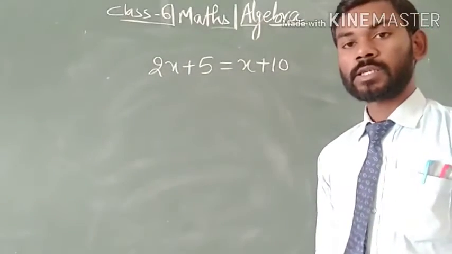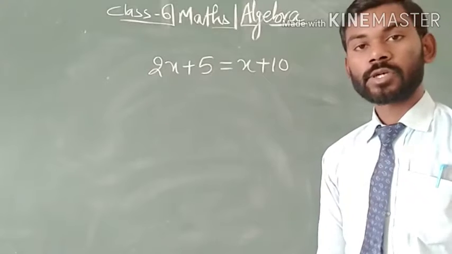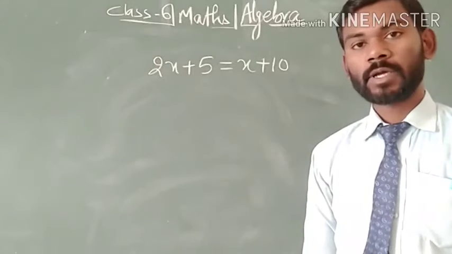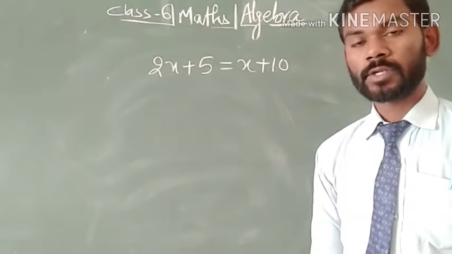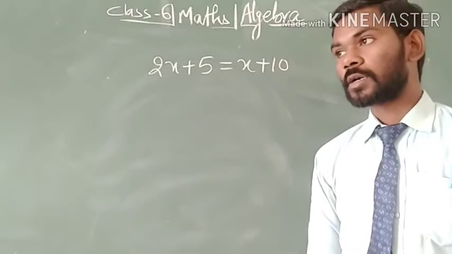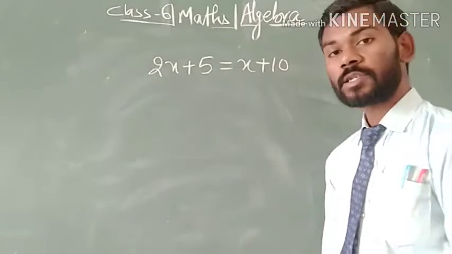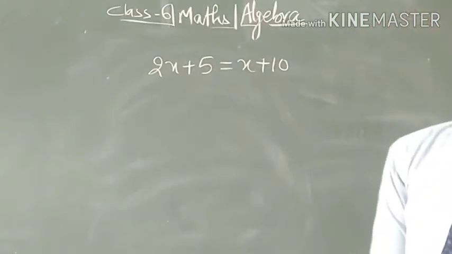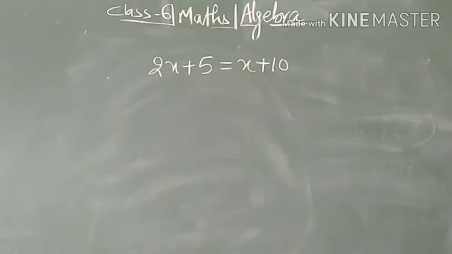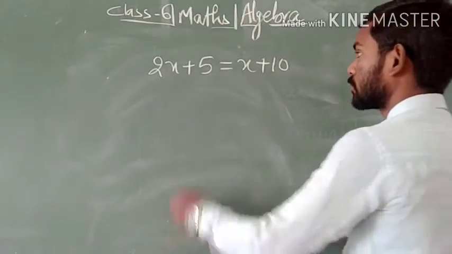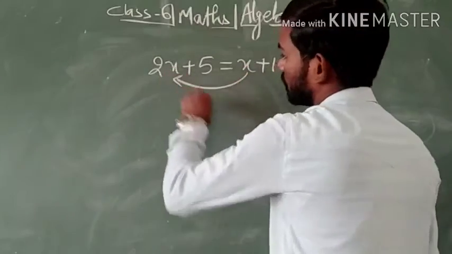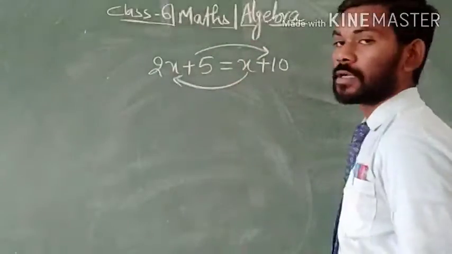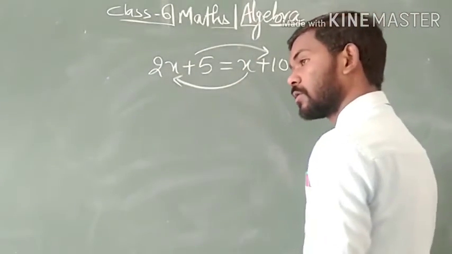In this equation, we can see that the term having x is on both sides, and the term having no variable is also on both sides. So here we need to transfer each term to its appropriate position. Okay, student? So here x will be transferred to the left hand side and 5 will be transferred to the right hand side.